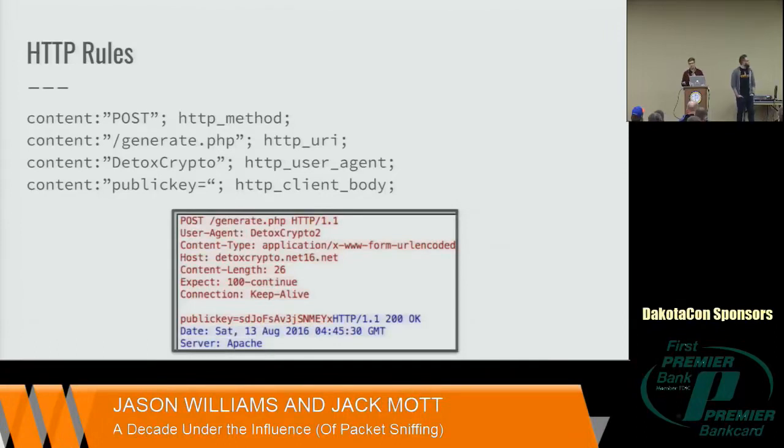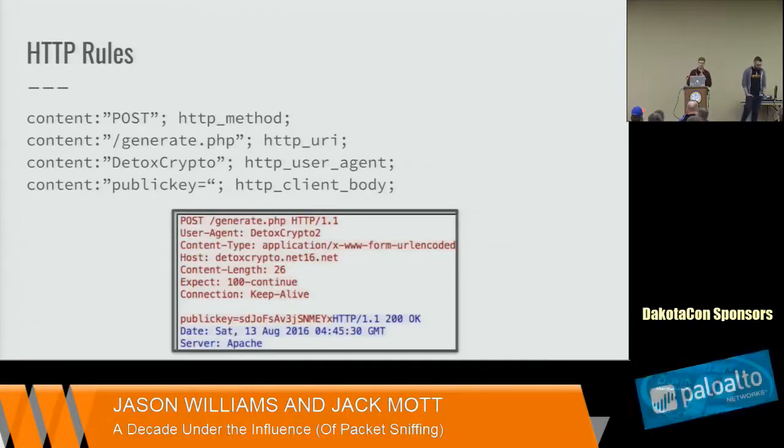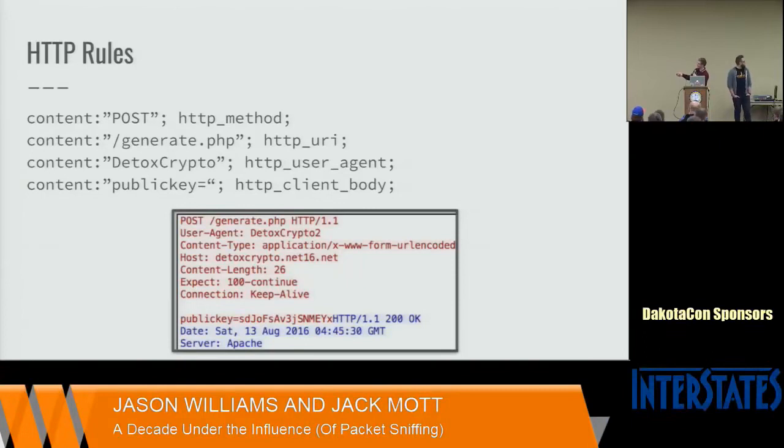If we assign these buffers to the contents that we just picked out, this is what that would look like. We have a content of POST, and that's in the HTTP method buffer. So Suricata is only looking right here for POST. It's not looking down here. It's not looking in any of the other header fields. It's only looking right there. So again, super, super specific and really efficient.